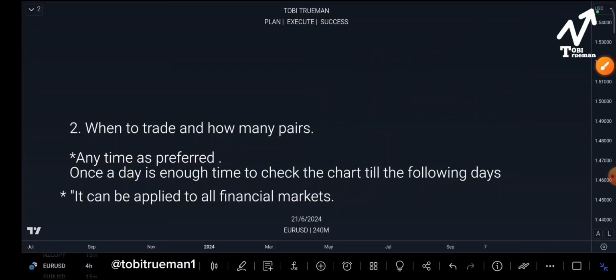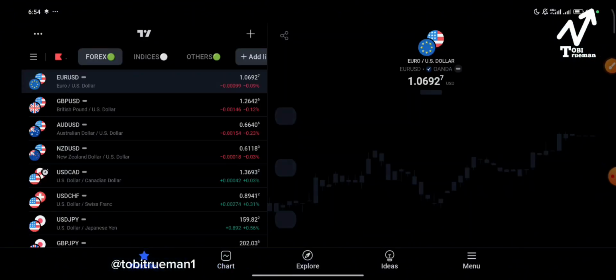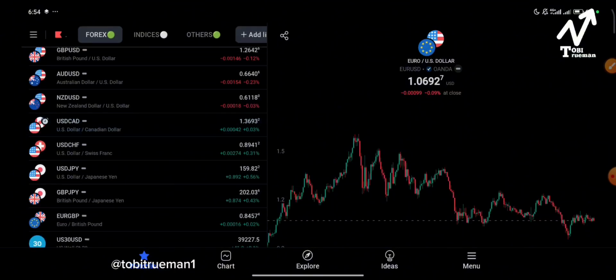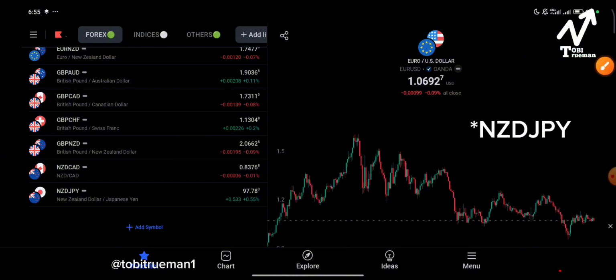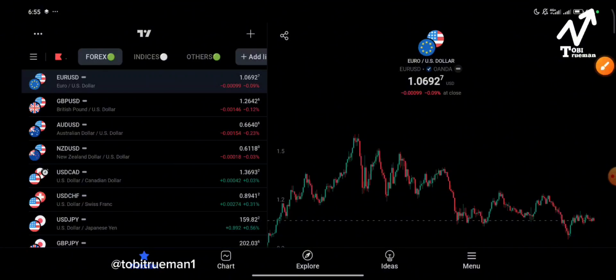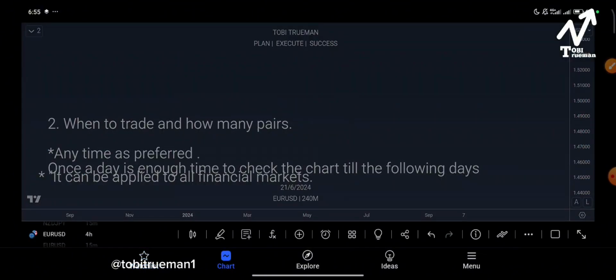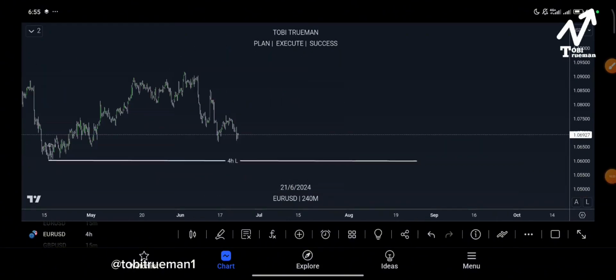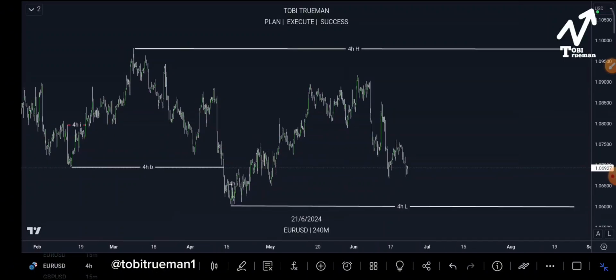So for forex, I look at about 30 pairs, from Euro USD down to NZD USD. I hope you can see them. That's just it. So what I usually do, in the morning, I will go to my Euro USD on the chart and just check them out. So this is how I trade. In the morning, I will check out my chart.